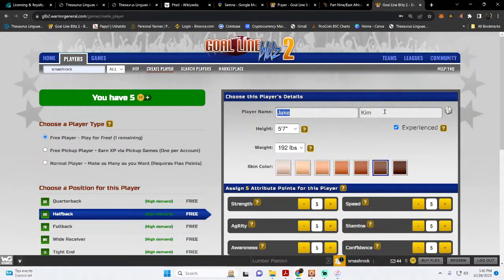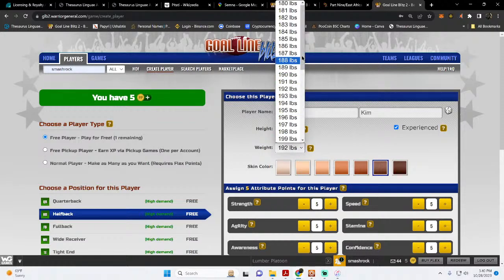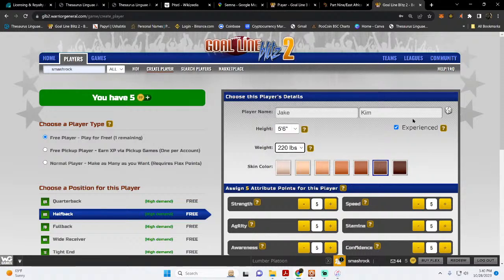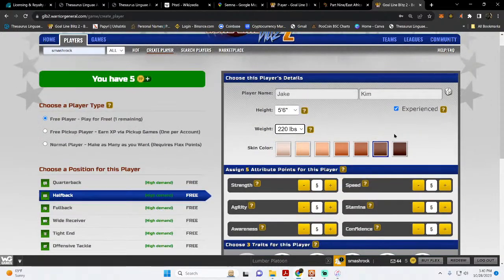I just picked the name Jake Kim. We're going to make him not big. We want him to be short. He 5'6", but he going to be 220. So he a big boy. Now, he dark-skinned. That's just how I rock. Well, not all the time, but this time he dark-skinned.